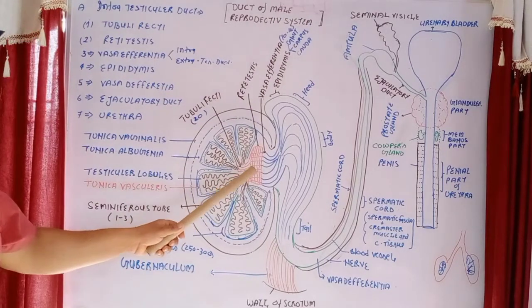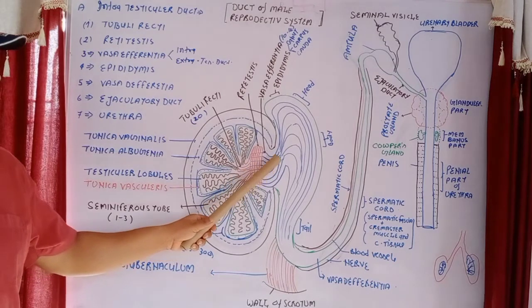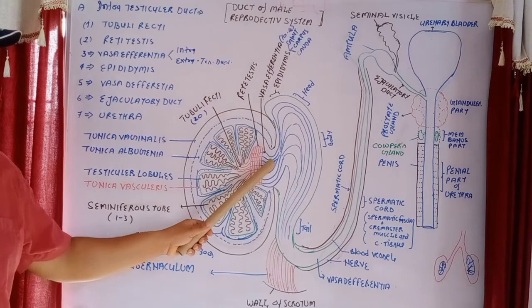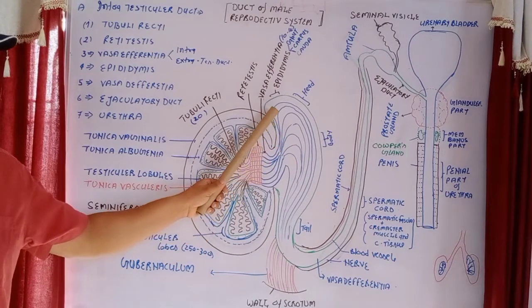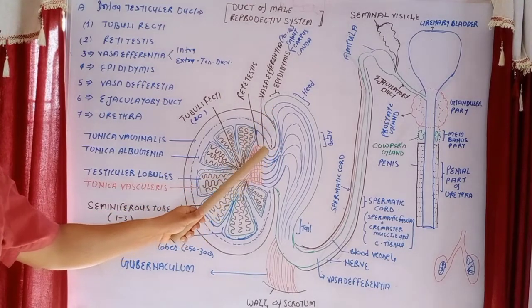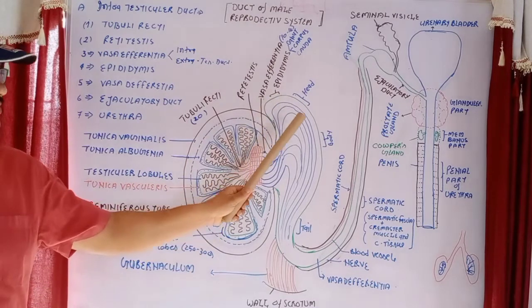So vasa efferentia come out from the rete testis, and these vasa efferentia cross the testis. Which structure crosses the testis? The answer is vasa efferentia. After that, the vasa efferentia come out from the testis. That's why I told you that vasa efferentia are in intratesticular tubules and extratesticular tubules both.